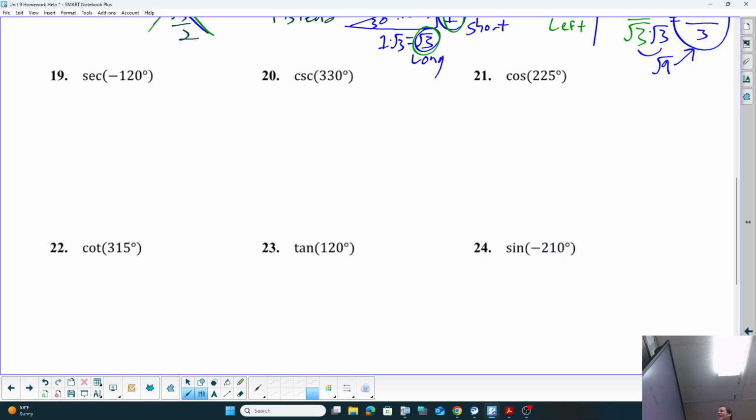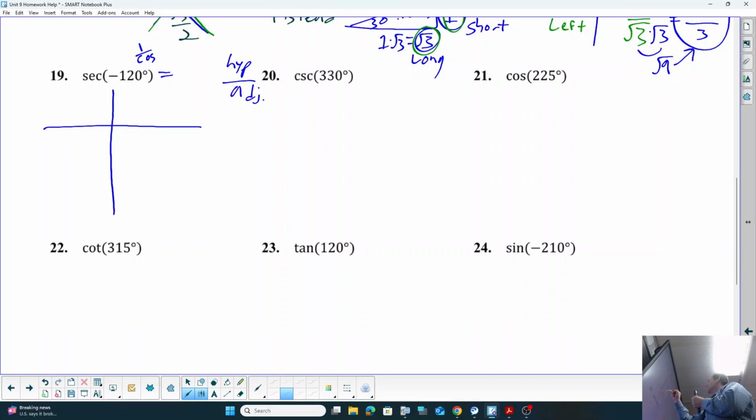So number 19 is going to be secant. And so secant is 1 over cosine. So that's actually going to be hypotenuse over adjacent. So now we draw negative 120 degrees. Negative is going to go down. So down here is going to be negative 90 degrees. So we have negative 10, negative 20. So negative 120 is about there. It's negative 120 degrees.